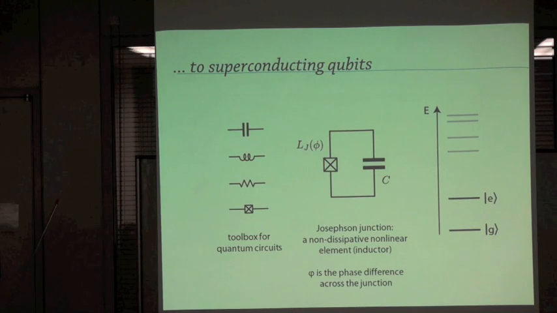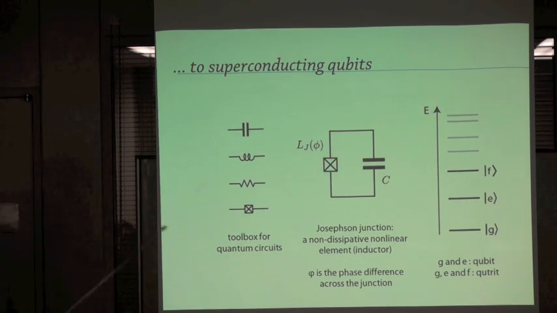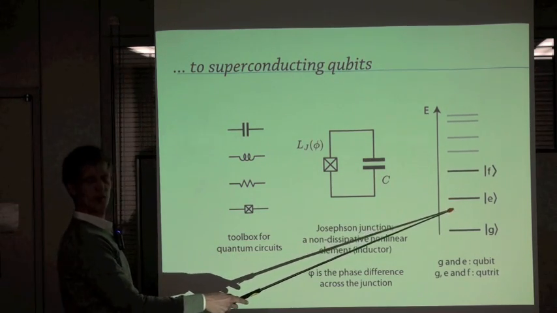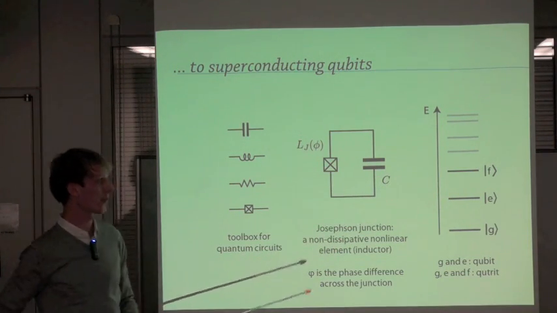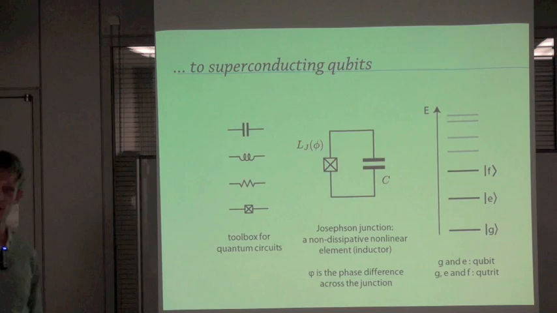Before talking a bit more about the Josephson junction, I should mention that when I say we have two levels, it's a bit of a lie, because actually we have higher levels. So we not only have g and e, the qubit, but we also have the f level. And we can use those three states as a qutrit.